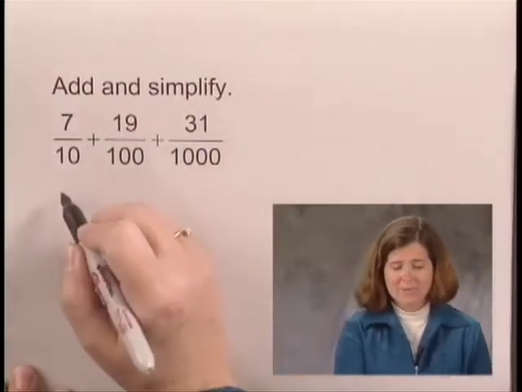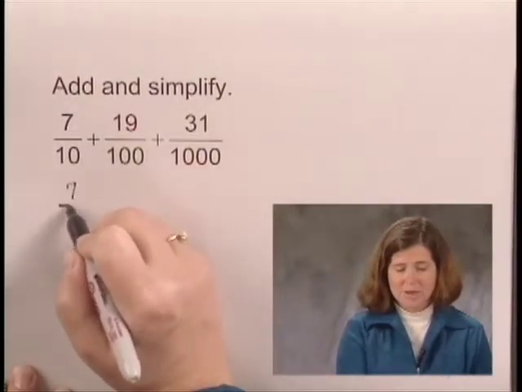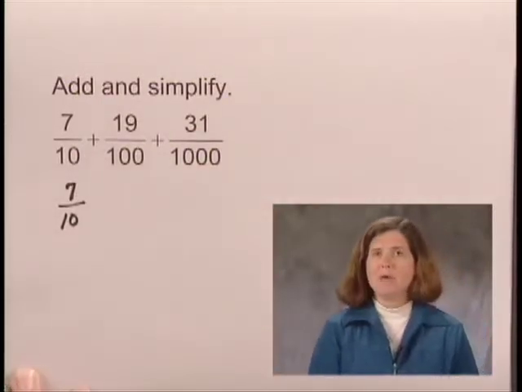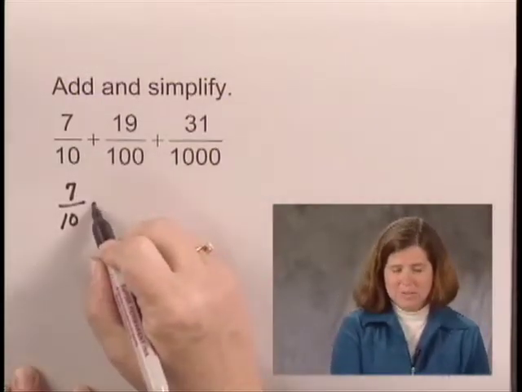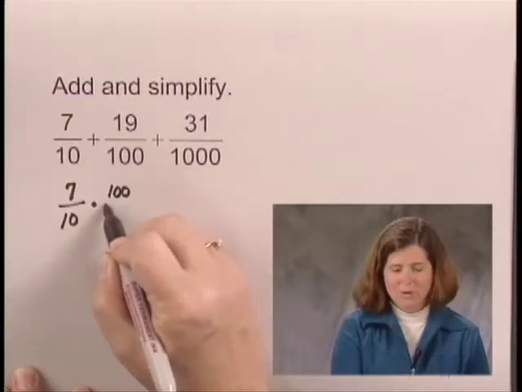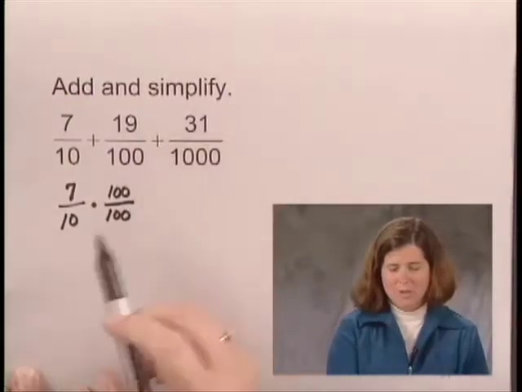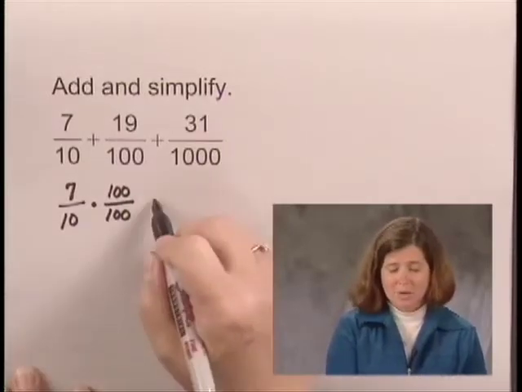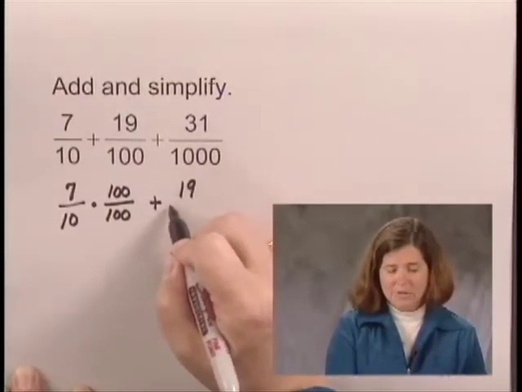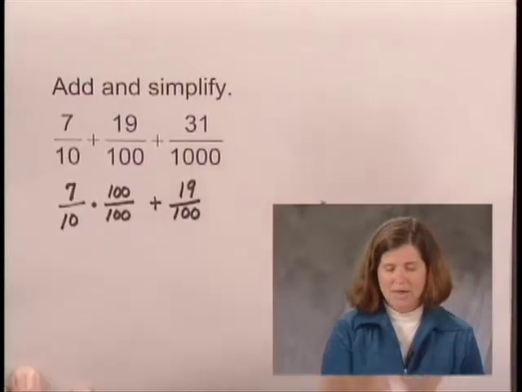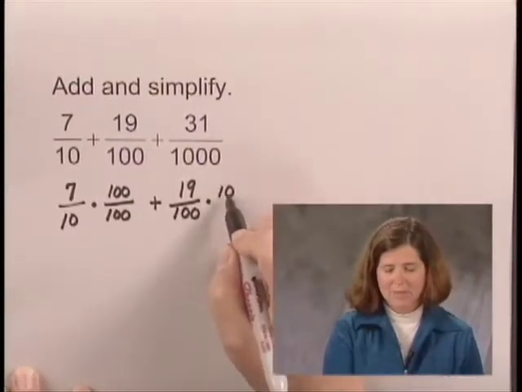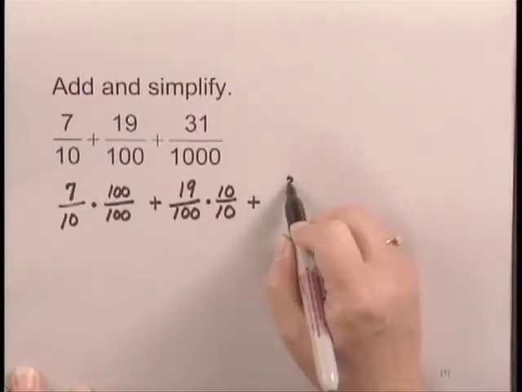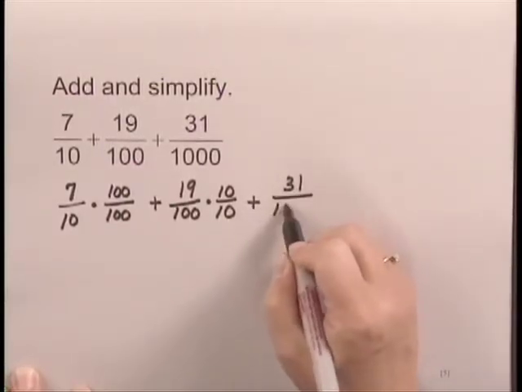So we want to write 7/10 with the denominator of 1,000. In order to do so, we multiply by 1, and we choose the form for 1, 100 over 100, so that when we multiply denominators, we will have a denominator of 1,000. We rewrite 19/100 with a denominator of 1,000 by multiplying by 10 over 10. And 31 over 1,000 already has a denominator of 1,000.